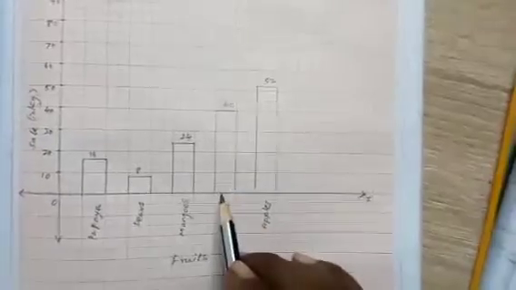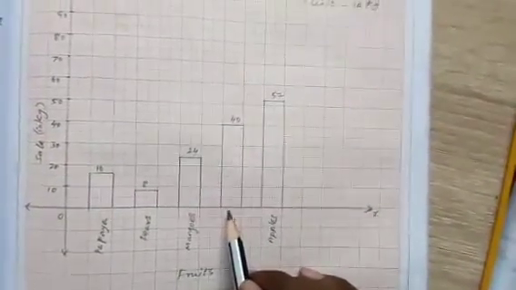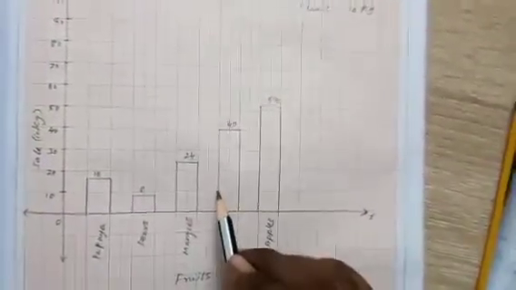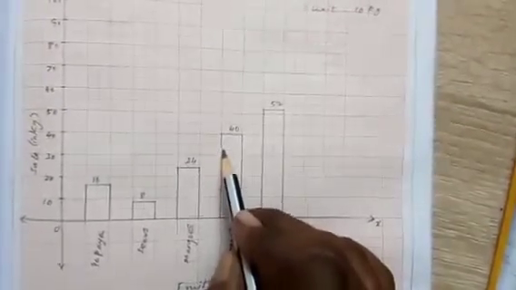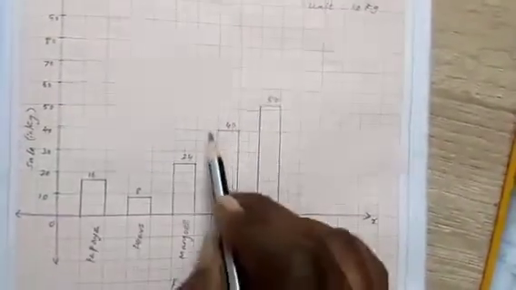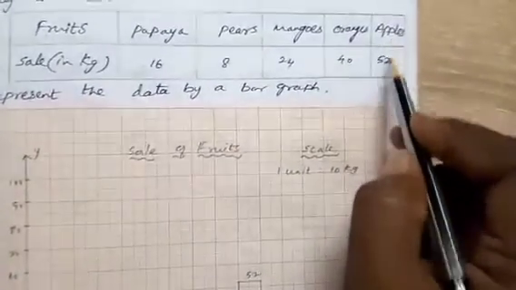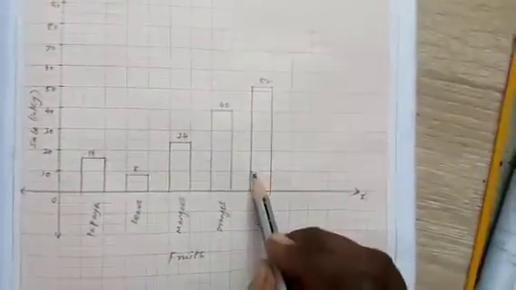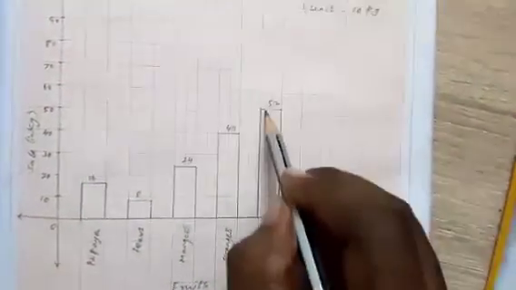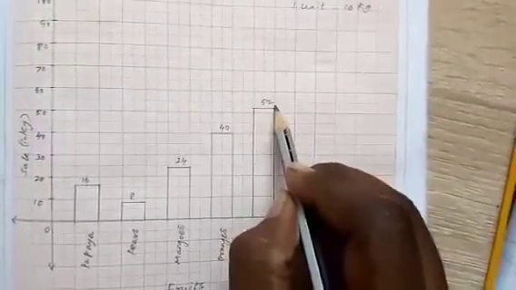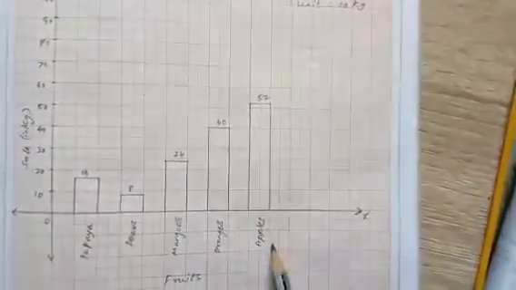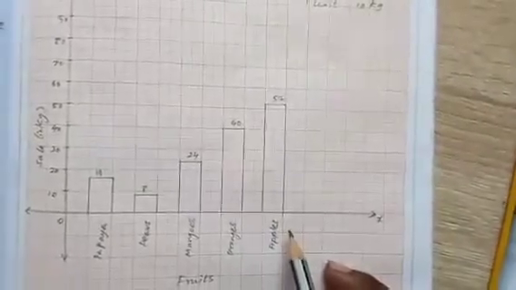The next one is oranges. Oranges is 40 kilogram sale. So draw the bar: 10, 20, 30, then 40 kilogram in oranges. The next one is apples. Apples is a 52 kilogram sale: 10, 20, 30, 40, 50, 52. So draw the bar for apples at 52 kilogram.